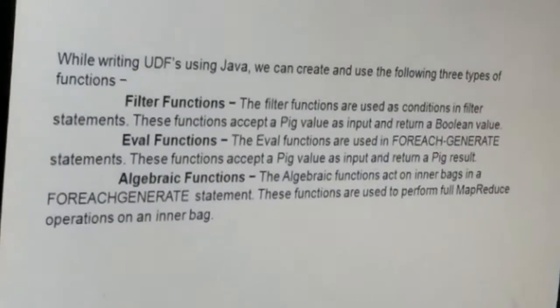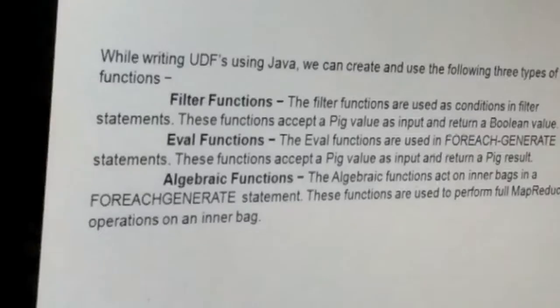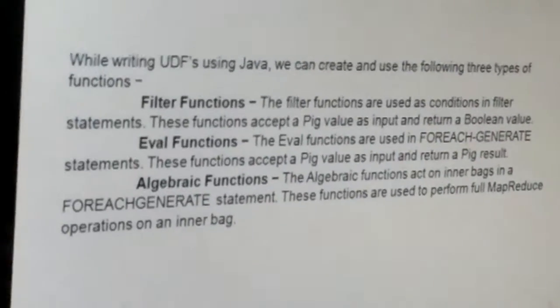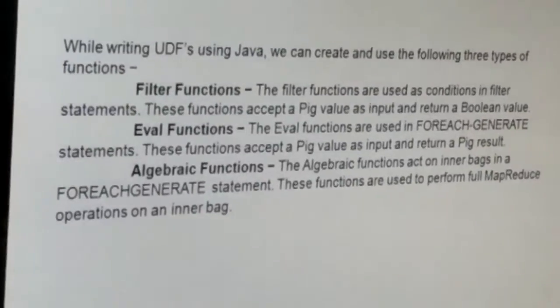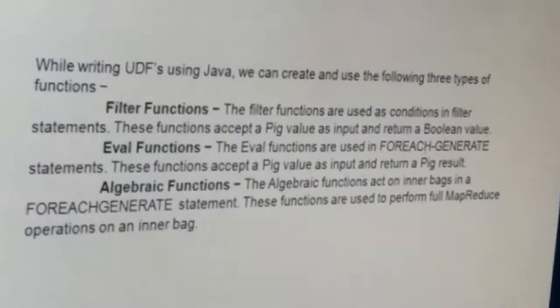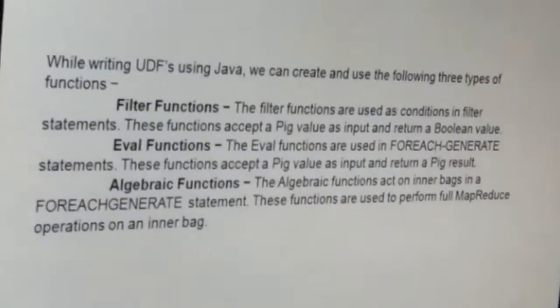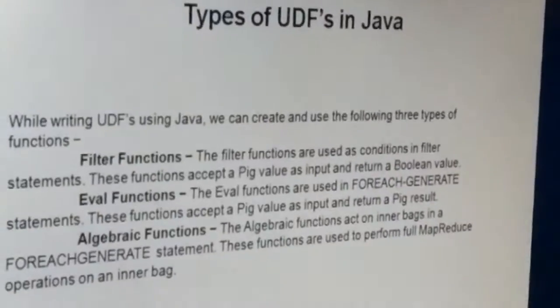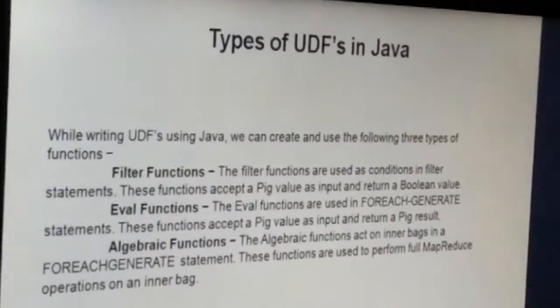So the types of user-defined functions in Java are: filter function, eval function, and algebraic function. Filter function is similar. Then eval function is used in the for each clause or for each function. Then algebraic functions act on inner bags in a for each generate statement. These functions are used to perform full map reduce operations on an inner bag. So this will wind up. This is regarding Pig.